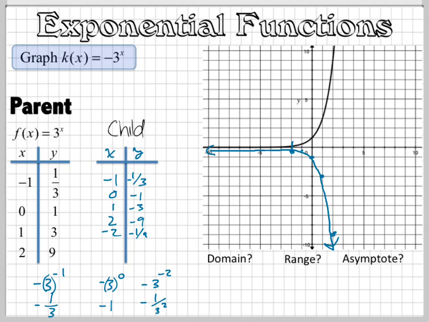Now, does that change my asymptote? No. The asymptote's still the same, except this time it kind of has a different role in finding the range. Okay, so the asymptote is still y equals 0. What's my range? Negative infinity to 0. So the 0 switched to a different spot. Domain is still negative infinity to positive infinity.